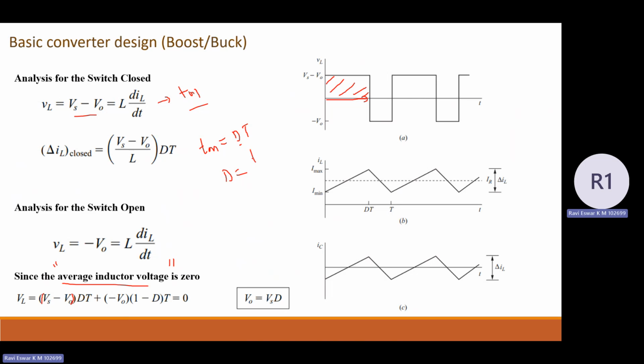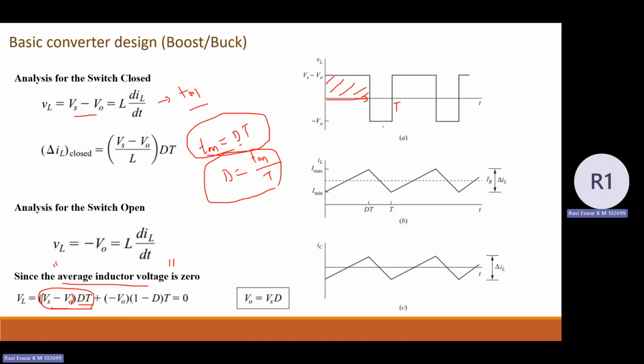D is given as T on by T. It is a factor. It gives information on what percentage of the complete time period T the switch is in the on state. So T on I can write as D into T, where T is the complete time period. So this is Vs minus V naught into DT. This gives you the area under the curve of the voltage across the inductor during the switch on state.